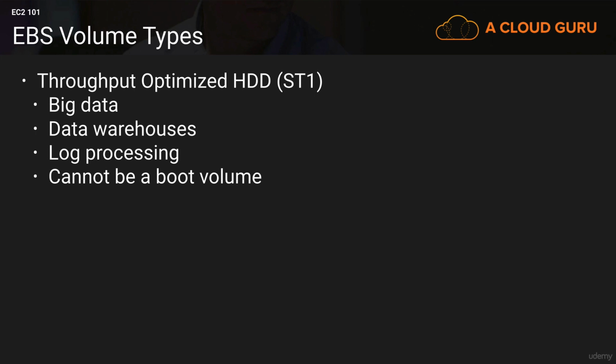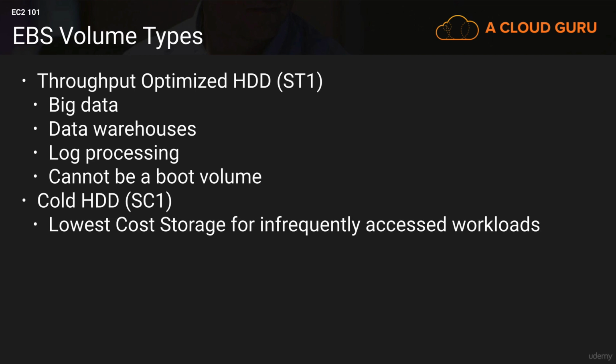Now, the key thing to note about throughput optimized hard disk drives is they can't be boot volumes. You can't boot from these particular drives, and we'll see that in the very next lab when we provision our first EC2 instance. We then have cold hard disk drives. These are known as SC1s. These are the very lowest cost storage for infrequently accessed workloads.